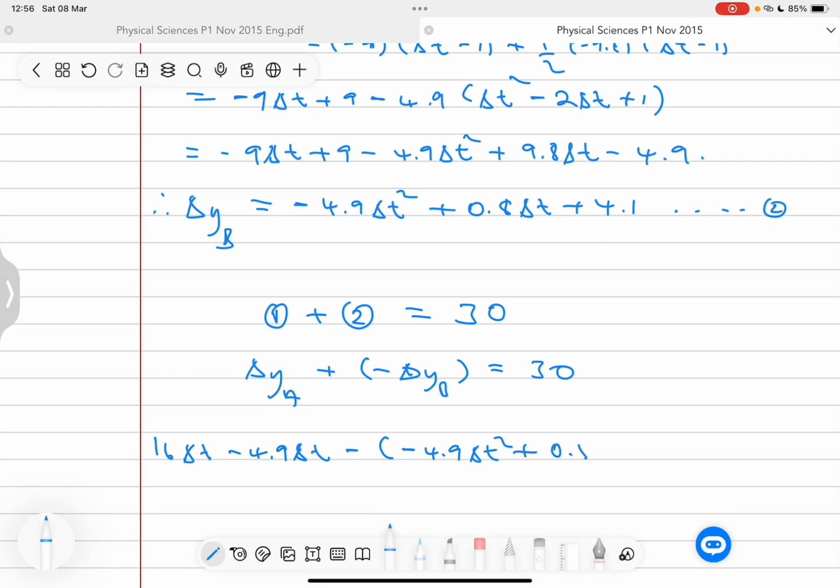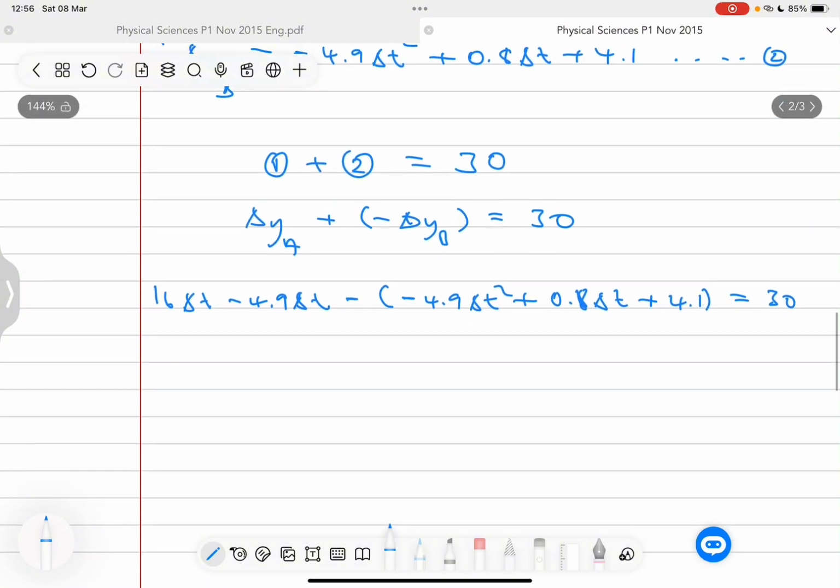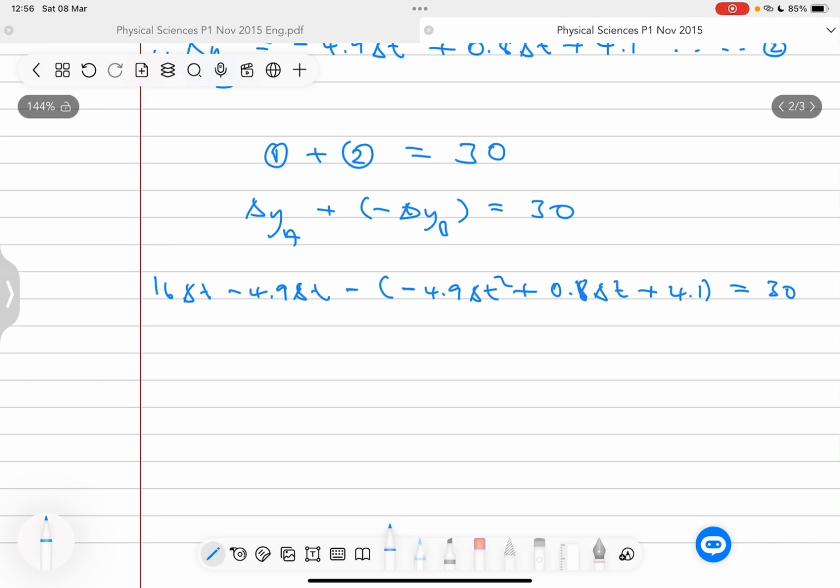And we're going to have plus 0.8 change in t plus 4.1, and we're saying this is equal to 30. Now, from here, this question really becomes very boring because it becomes a simple simplification problem. We are going to firstly start by removing the brackets here.